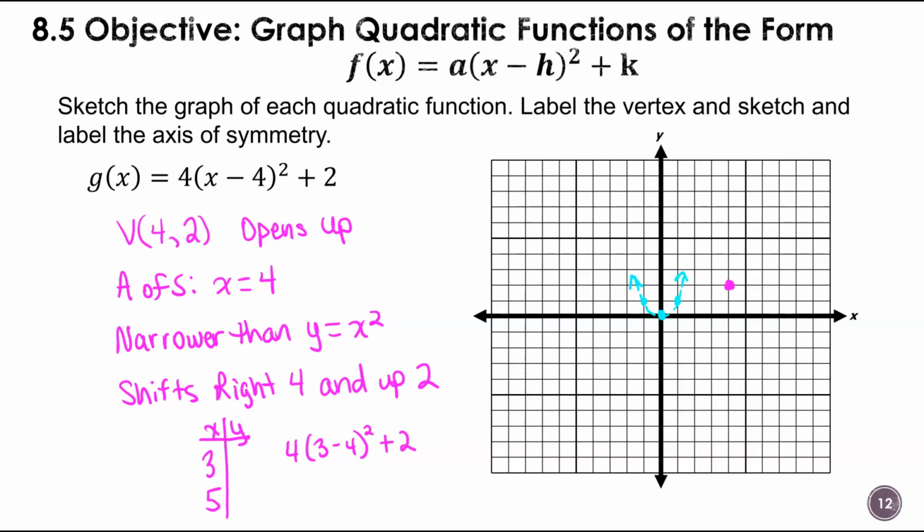So 3 minus 4 is -1. -1 squared is 1. 1 times 4 is 4. 4 plus 2 is 6. And you see that we're going to find that same number for the next one because we're putting in a positive 5. So 5 minus 4 is 1. We square it. 1 times 4 is 4 plus 2 is 6. So we're at 3, 6 and we are at 5, 6. So this is our solid one that we're going to draw with the pink.